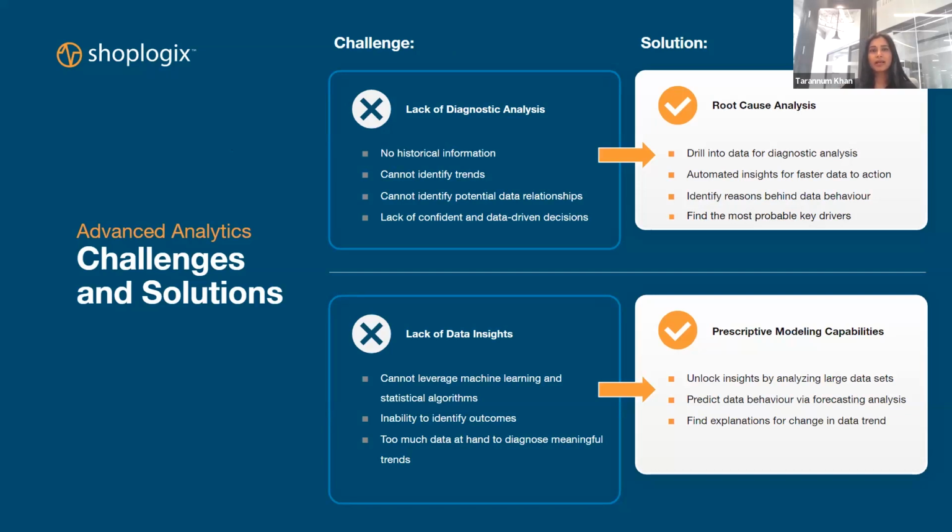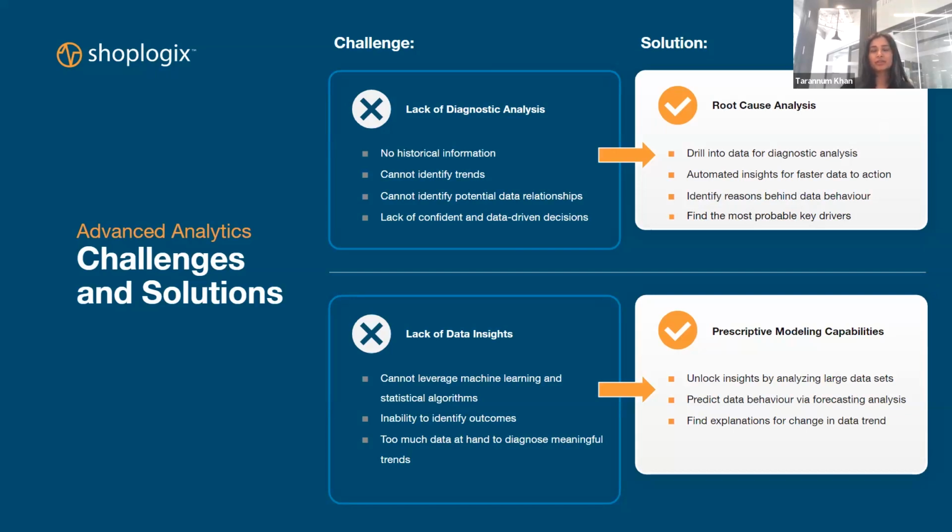Lack of data insights. So, cannot leverage machine learning and statistical algorithms. This is often a challenge today. Inability to identify outcomes. So we know how we operate today, but it's hard to predict what will happen tomorrow. Too much data at hand to diagnose meaningful trends. This is often the case today, because I think more and more manufacturers are getting automated and do have the data available, but it doesn't necessarily provide the context that's needed to really make those meaningful decisions.